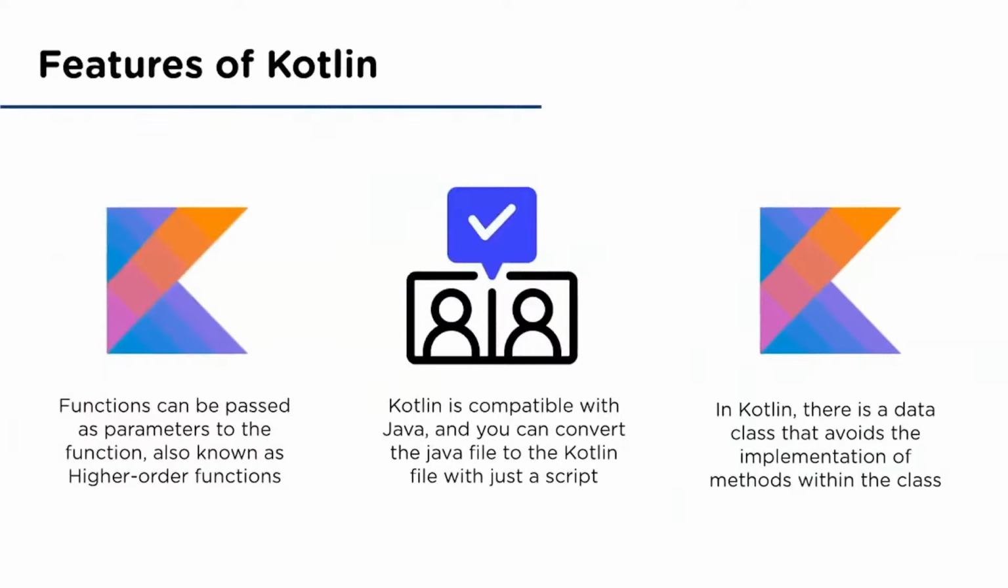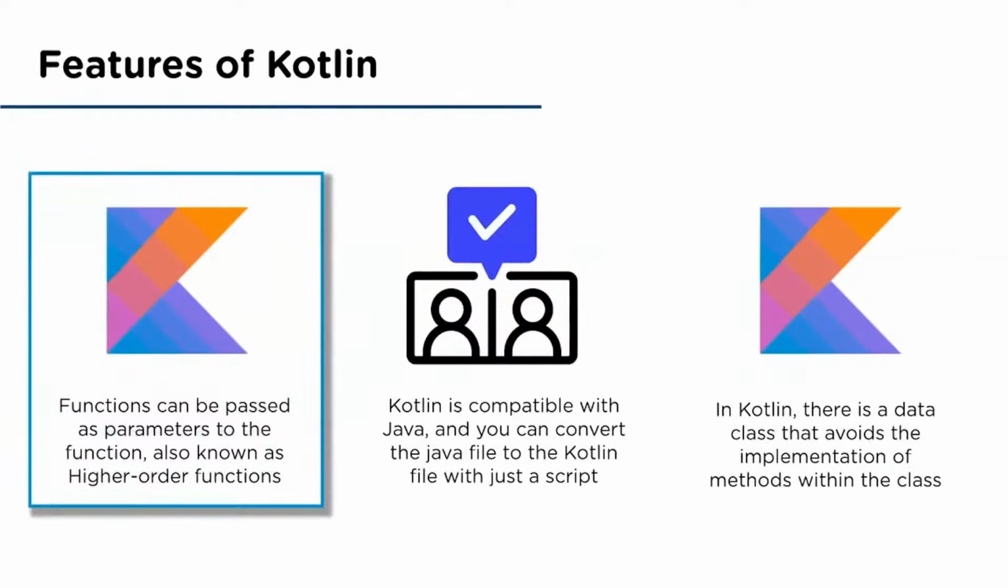Now coming to another feature of Kotlin, which is, in Kotlin, functions can be passed as parameters to the function. That means functions act as a variable, and just like a variable, they can also be passed. It is also known as a higher order function. Its functionality is to do two things: first, to take functions as parameters, and second, to return a function.